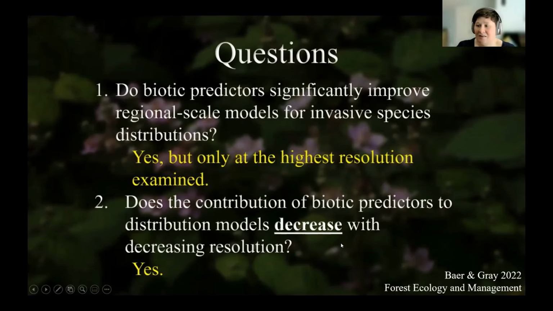And we also did see that their contribution to model fit, or to improving models, did decline with decreasing resolution. So that again sort of supports what Pearson and Dawson were saying, but maybe says we could consider bumping up that threshold where it's okay to stop using biotic predictors. So they may be acting at more coarse scales than was previously recognized.